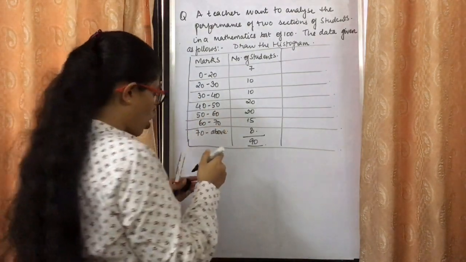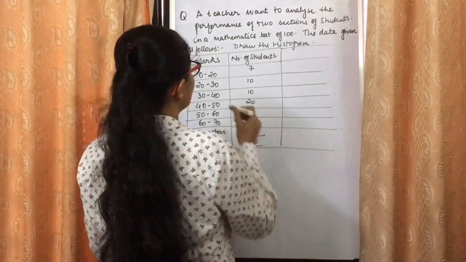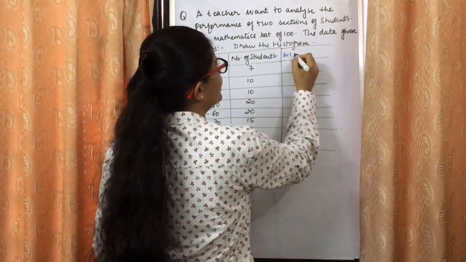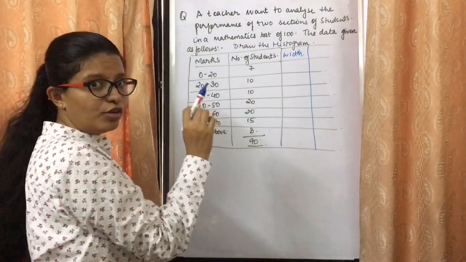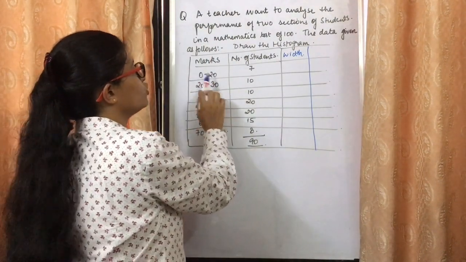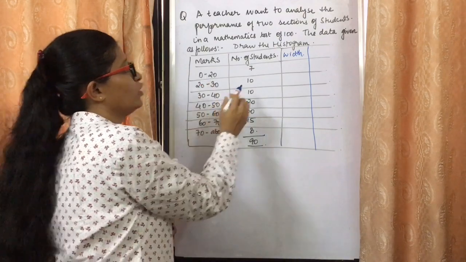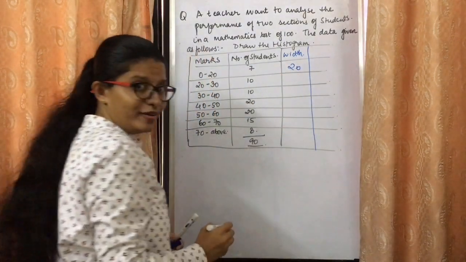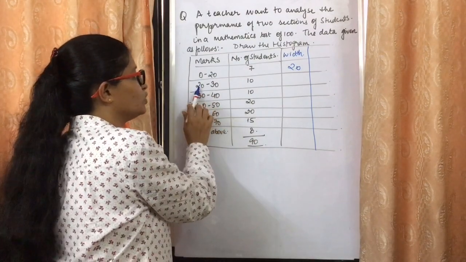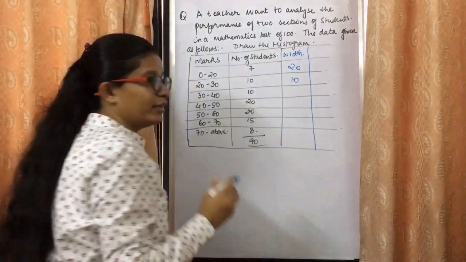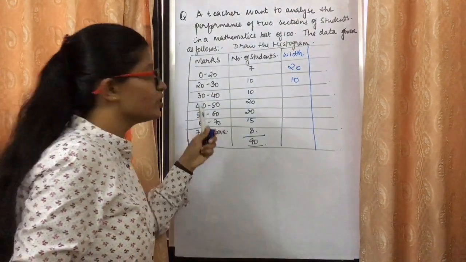But इधर एक और मुसीबत है. What is the class size? Width of the class क्या है? The width of the class interval for the first one is 0 to 20. 0 to 20 means 20 minus 0 will give you 20 as the class width. Now 20 to 30 is another class width, means 30 minus 20 will give you 10. So can you see that the class width is not constant?